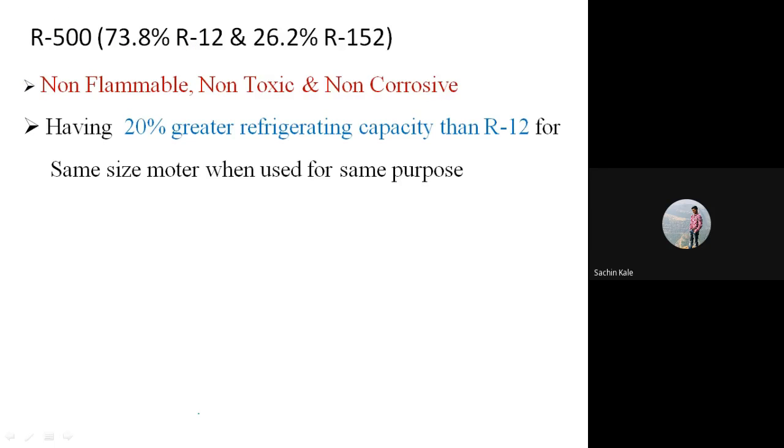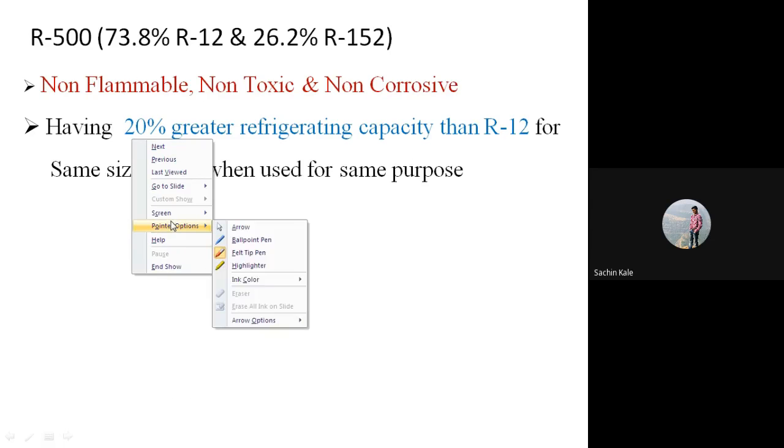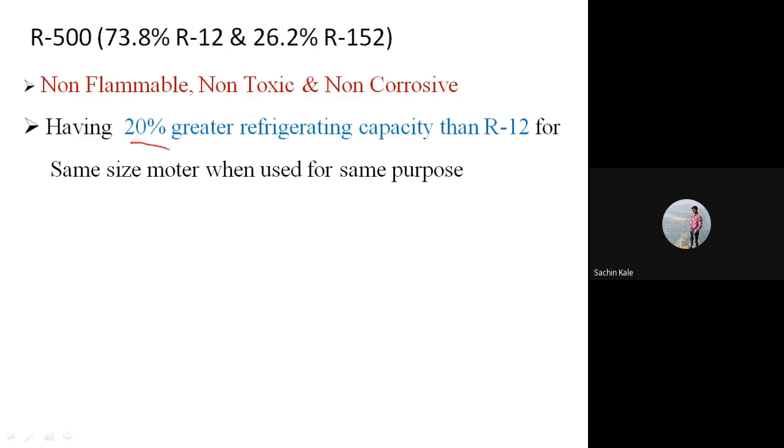If you replace R12 refrigerant by R500, you will observe that because of using R500 against R12, the refrigerating capacity of the system will be 20% greater than that of R12 for the same size of motor used for the same purpose. So R500 is beneficial compared to R12. The boiling point of R500 is minus 33 degrees centigrade at atmospheric pressure, and it is used for both industrial as well as commercial applications.